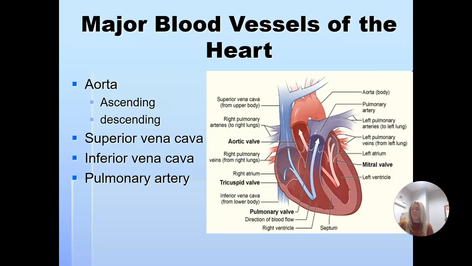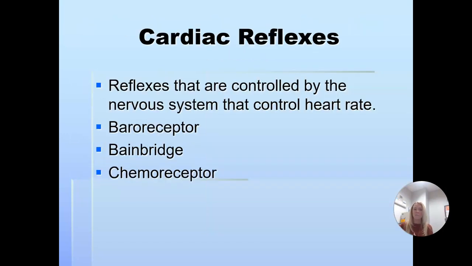Major blood vessels of the heart. We have your aorta, which contains all of the cardiac output. Your ascending aorta supplies the head, neck, and arms. Your descending aorta delivers blood to the lower body and your internal organs. Your superior vena cava drains from the upper body. Your inferior vena cava brings the deoxygenated blood from the lower part of the body. And then we have the pulmonary artery, which takes the deoxygenated blood to the lungs.